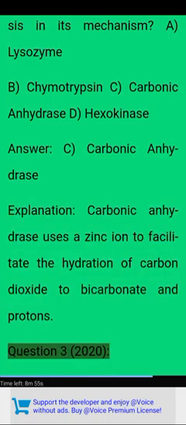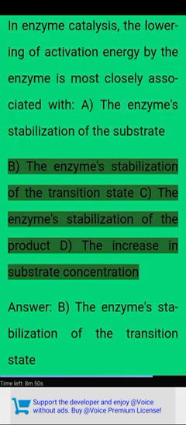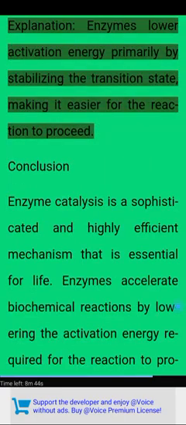Explanation. Carbonic anhydrase uses a zinc ion to facilitate the hydration of carbon dioxide to bicarbonate and protons. Question 3, 2020. In enzyme catalysis, the lowering of activation energy by the enzyme is most closely associated with A. The enzyme stabilization of the substrate. B. The enzyme stabilization of the transition state. C. The enzyme stabilization of the product. D. The increase in substrate concentration. Answer. B. The enzyme stabilization of the transition state.